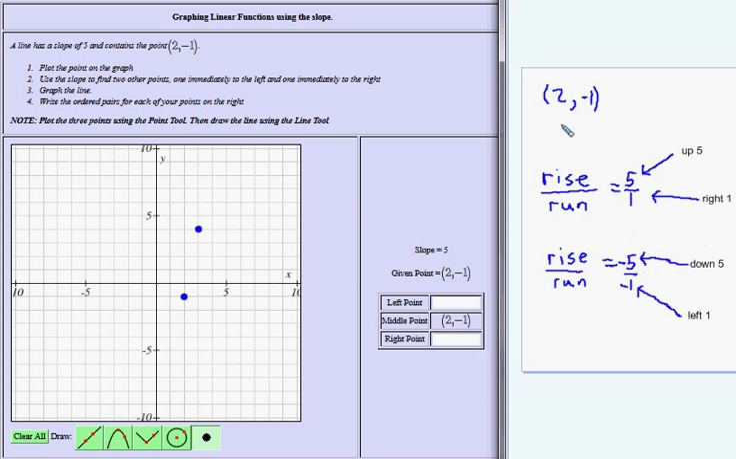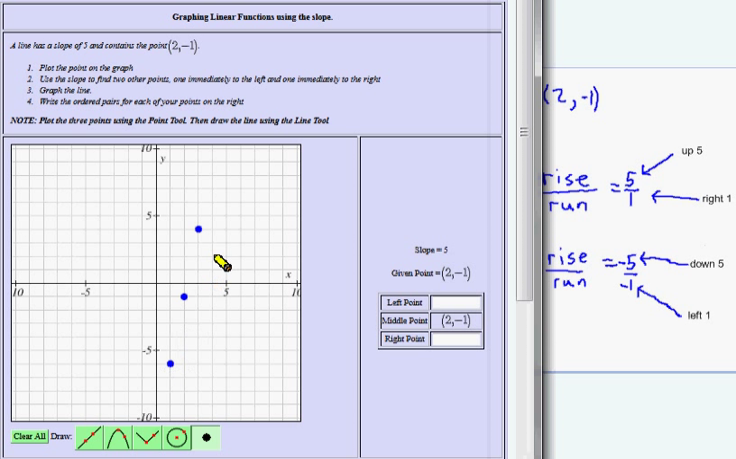So this time, I'm going to repeat the process starting with (2, -1). But this time, I'm going to move left 1 and down 5 because both my rise and my run are negative. So I'm going to move over here to (2, -1). That was our starting point. I'm going to move left 1 unit, that's right here, and this time down 5: 1, 2, 3, 4, 5. Plot my point. Hopefully this will create a line.